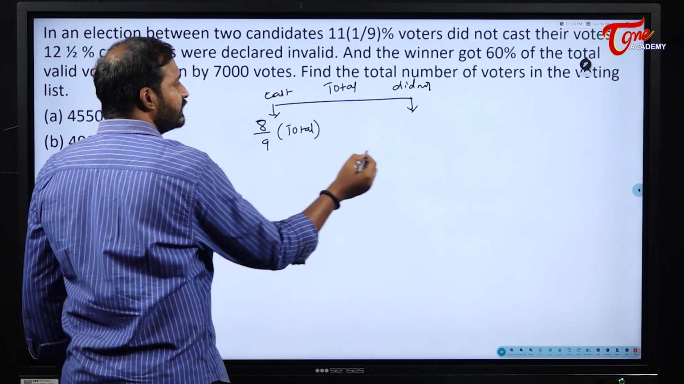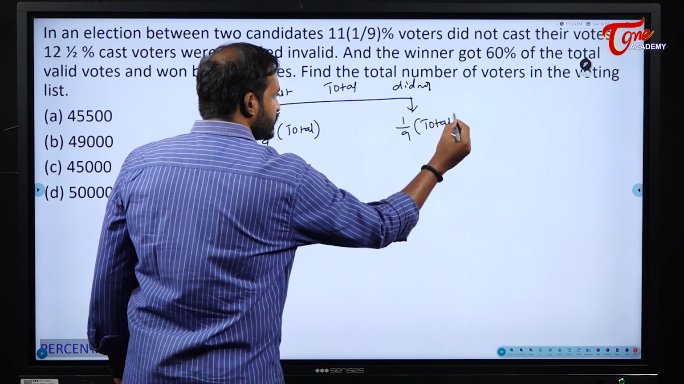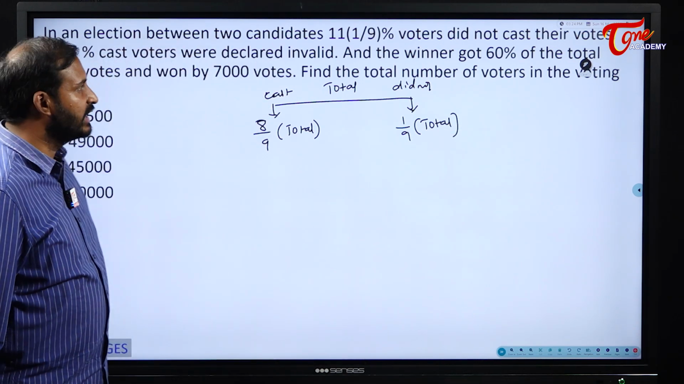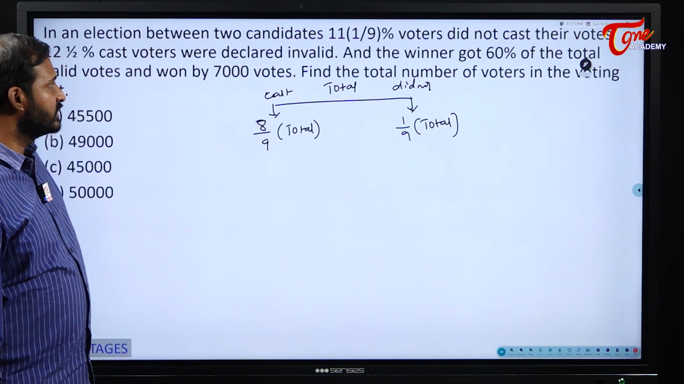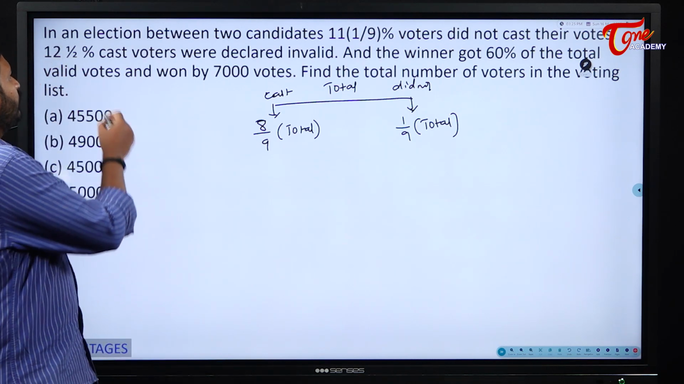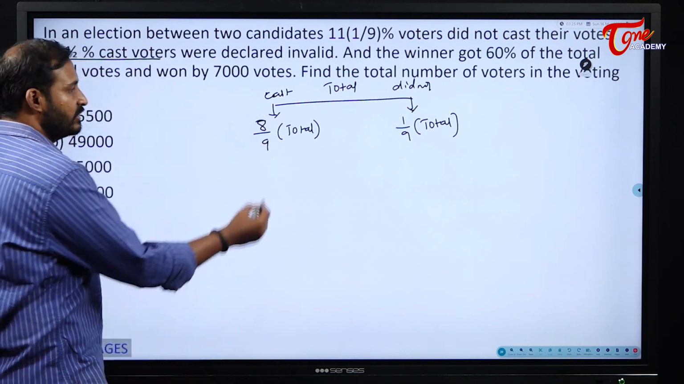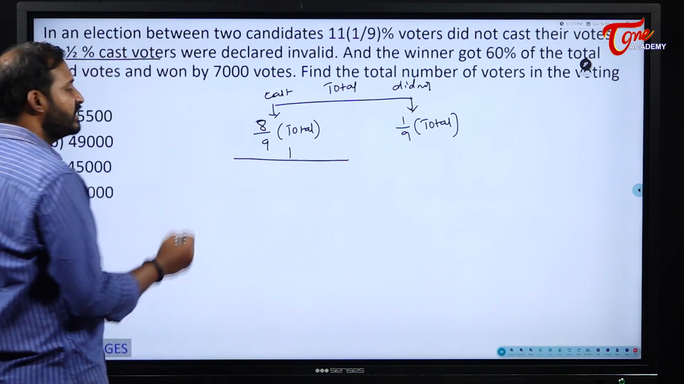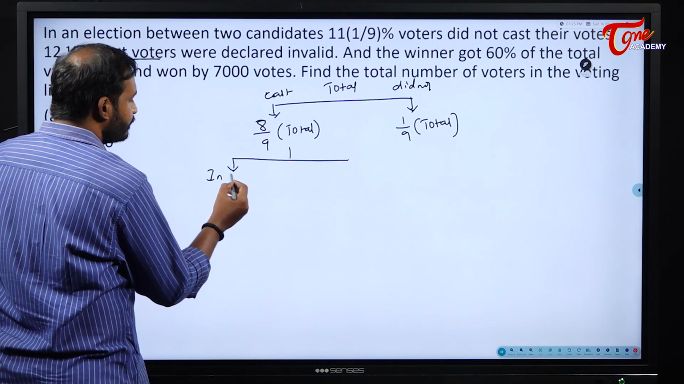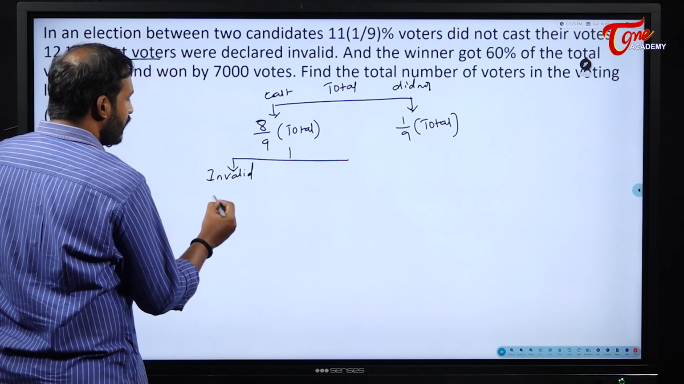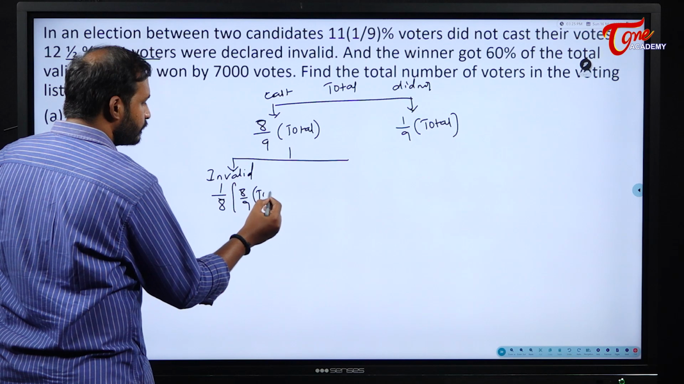I am directly writing 1 by 9 of total will not cast their votes. Instead of writing it in percentage, I am directly writing it in fractions. 11 1 by 9. Why? Because it becomes easy. Next, 12.5% of cast voters were declared invalid. So here once again 12.5 means what? 1 by 8. So how much are invalid? Invalid are 1 by 8 of 8 by 9 of total.